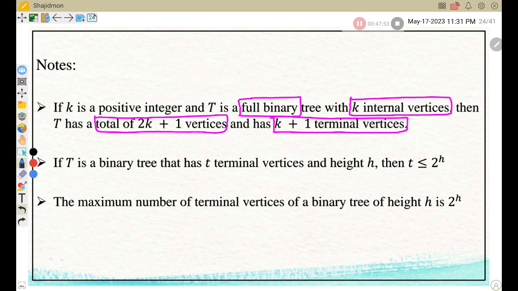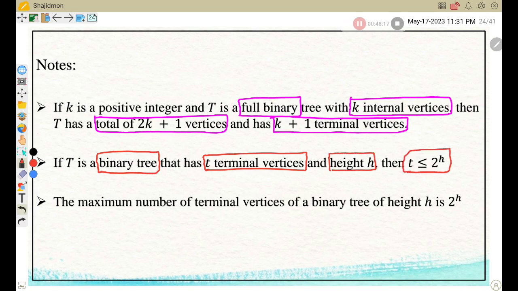Okay, so keep in your mind this idea. Now the second point: if T is a binary tree, not a full binary tree, only a binary tree, with T terminal vertices, and the height of that binary tree is h, then always T is less than or equal to 2 power h.